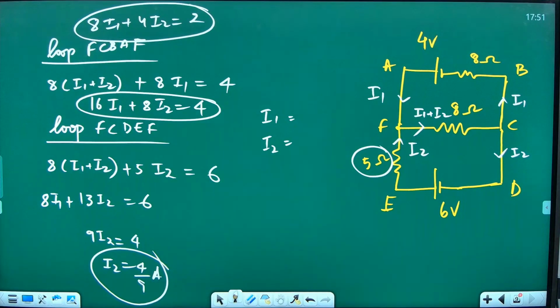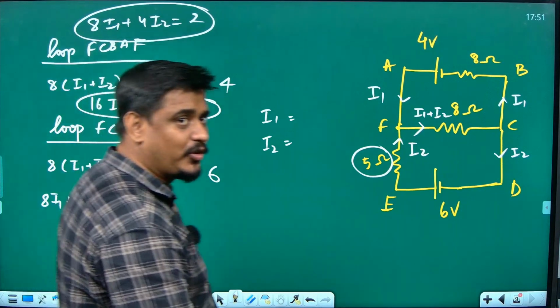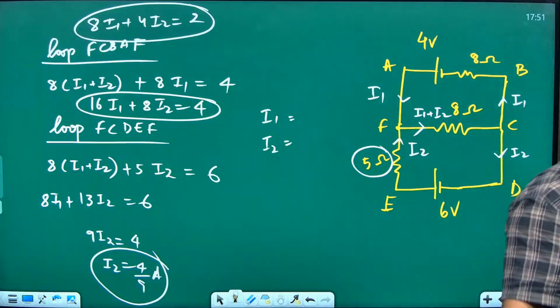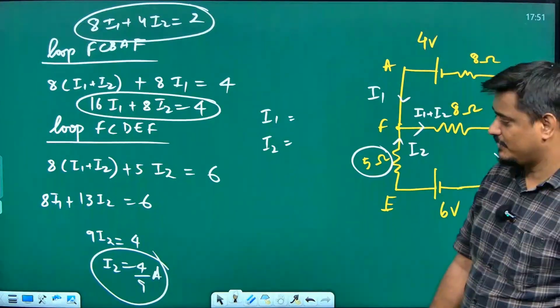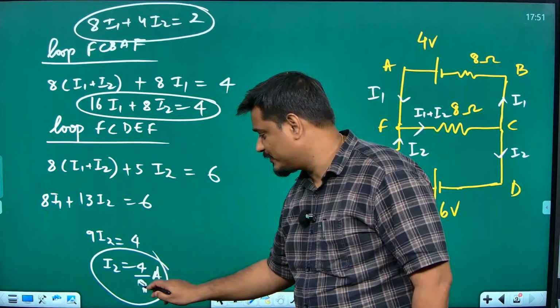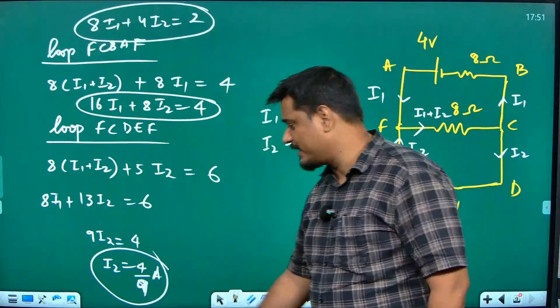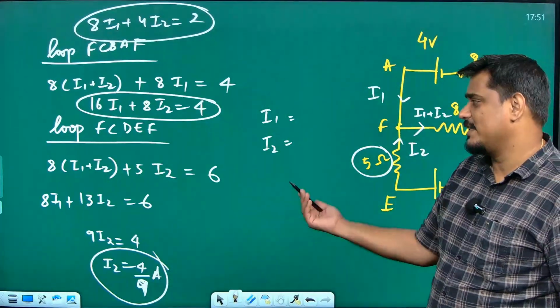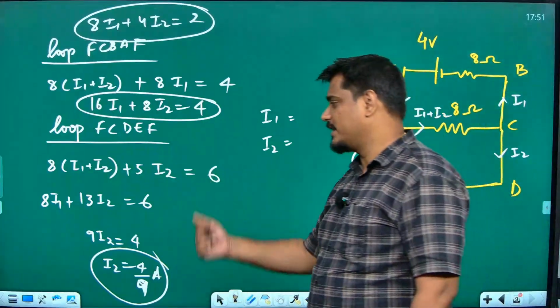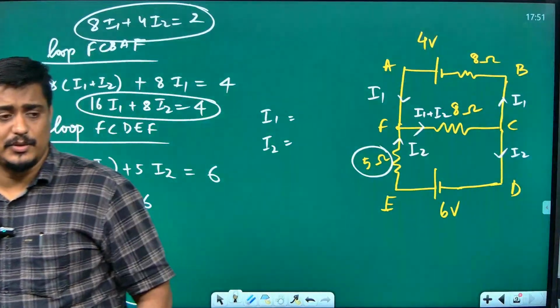Yes, sir, I got 4 by 9 too. Okay, so you got the same 4 by 9? Yes, sir. Then you are fine. Either I am wrong or we all are right. Okay, anyhow, with I2 we can easily find I1 now. Put in any equation, get the value of I1.